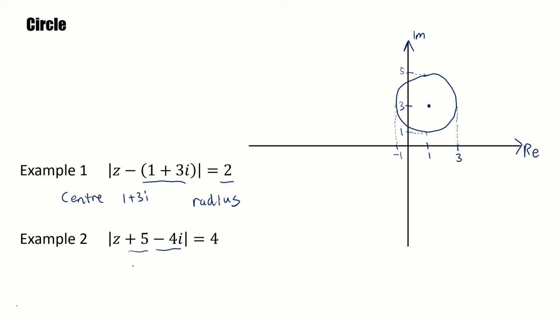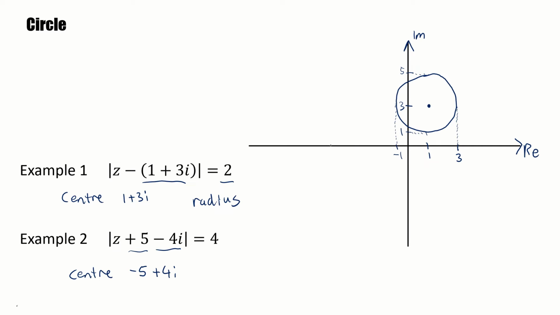So although it says +5, the center will be at -1 times +5, so -5. And although it says -4i inside the modulus brackets, it will be a minus, in other words, a +4i for the center of this second circle.